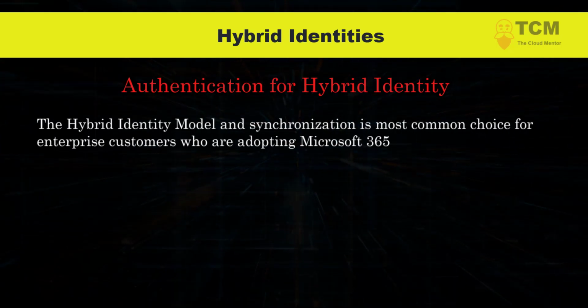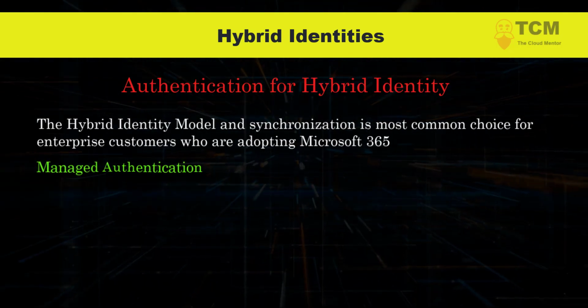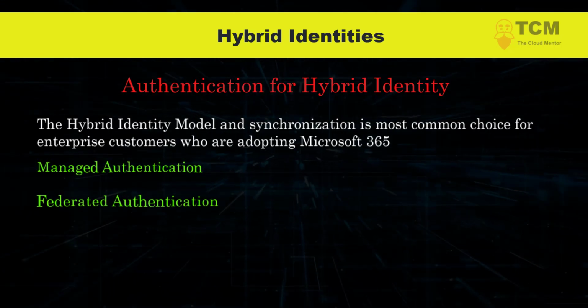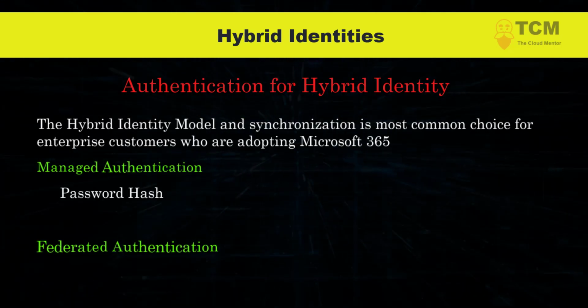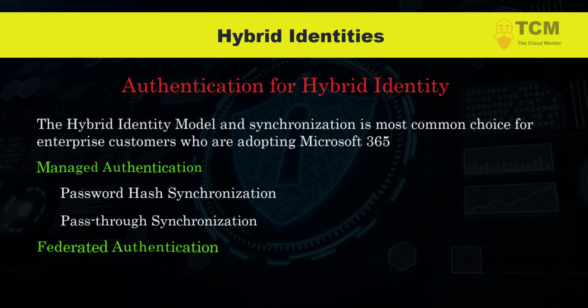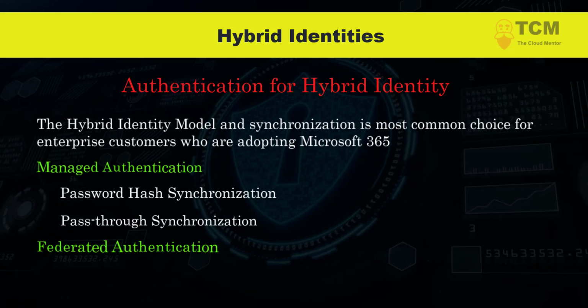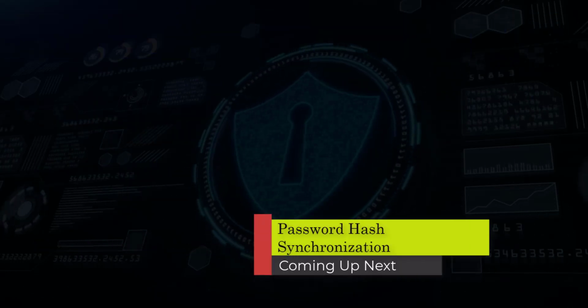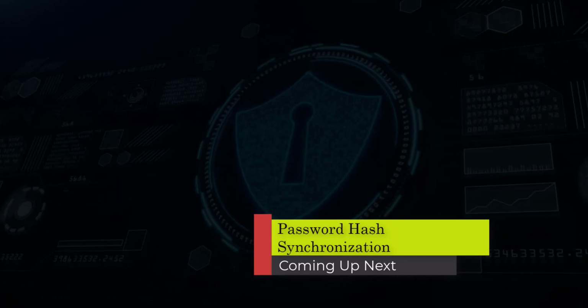There are two kinds of authentication models. One is managed authentication and the other one is federated authentication. Now, under managed authentication, we have password hash sync, and then there is pass-through authentication. Since these are very important to understand from the M365 authentication perspective, let's go ahead and talk about this in the subsequent videos. Thanks for watching so far.